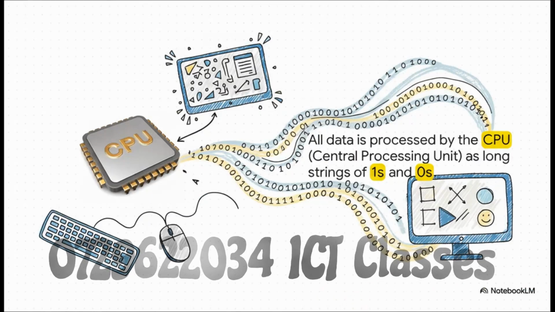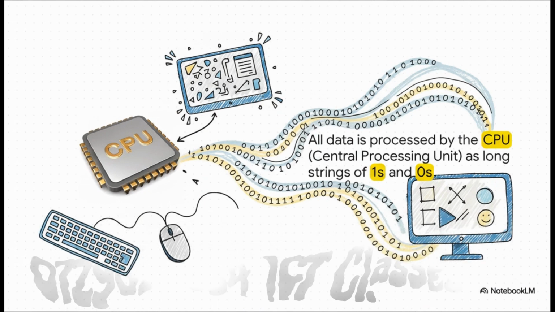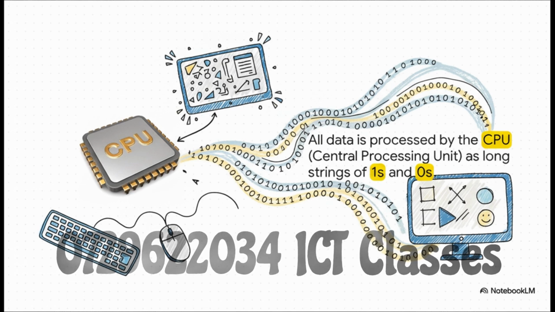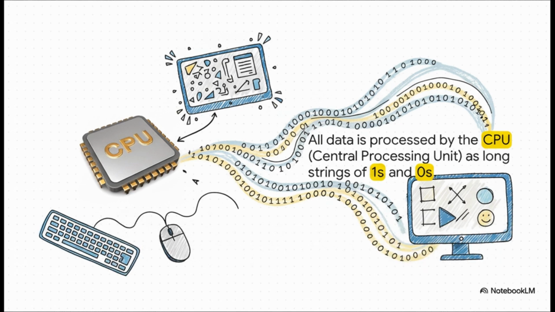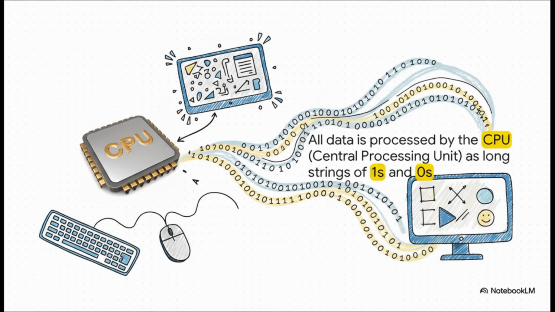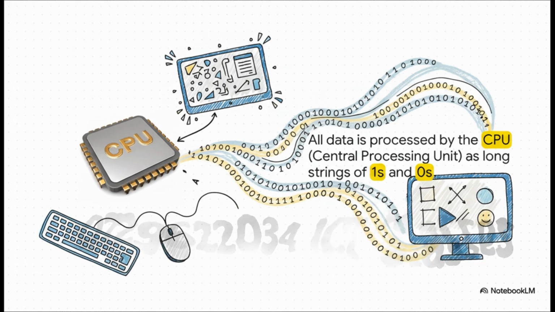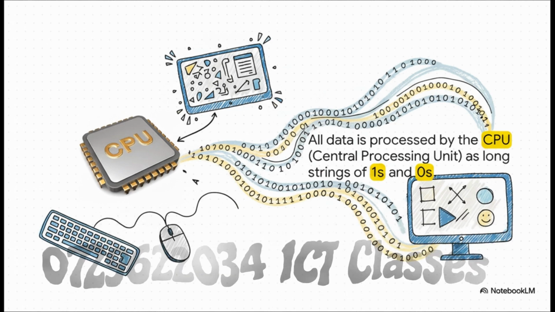So every key you press, every file you save, every single pixel on your screen, it all gets converted into these long strings of bits. And it's the job of the central processing unit, the CPU, the brain of the computer, to read millions of these ones and zeros every single second, figure out the instructions they represent, and then translate the results back into something we can actually see and hear.